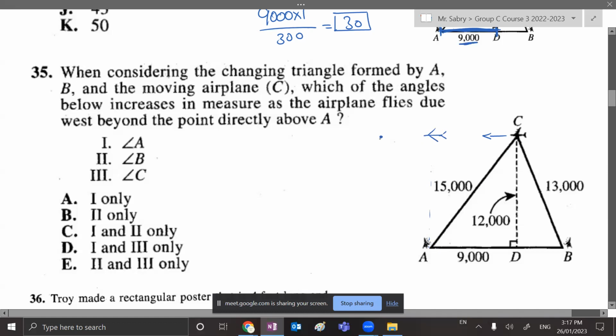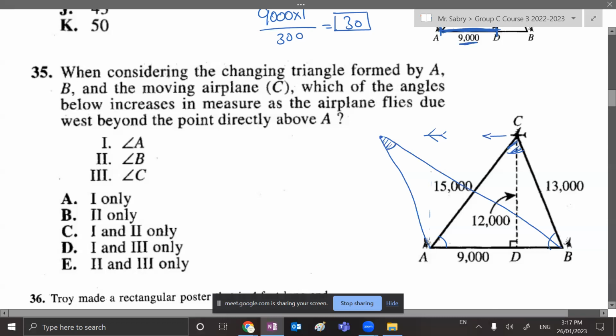once it reaches, let's say, here, which angle actually changes its measure in the triangle called ABC? So imagine this is the new triangle they're talking about. As the airplane moves, the triangle changes its shape and changes the measures of the angles. Does this mean that this angle C changes from this one?